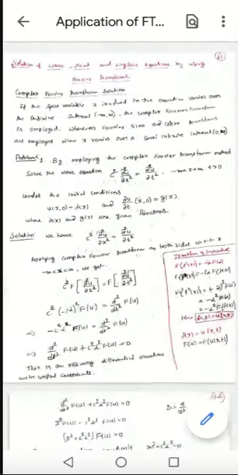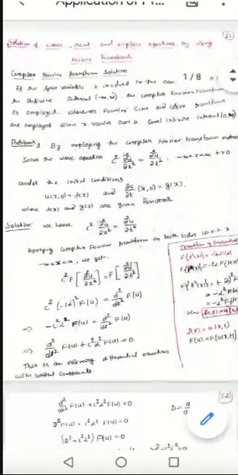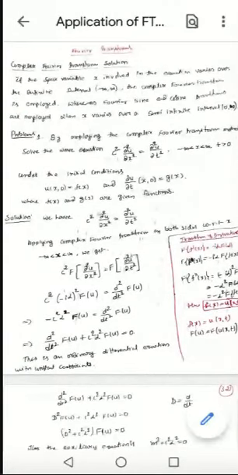So let us start with one example. By employing the complex Fourier transform method, solve the wave equation c square ∂²u/∂x². I'm saying ∂²u/∂x². So many ways are there to present a partial derivative. Somebody says dou u by dou x, somebody says del u by del x. Different names they will call. I am calling ∂u/∂x a partial derivative of u with respect to x.